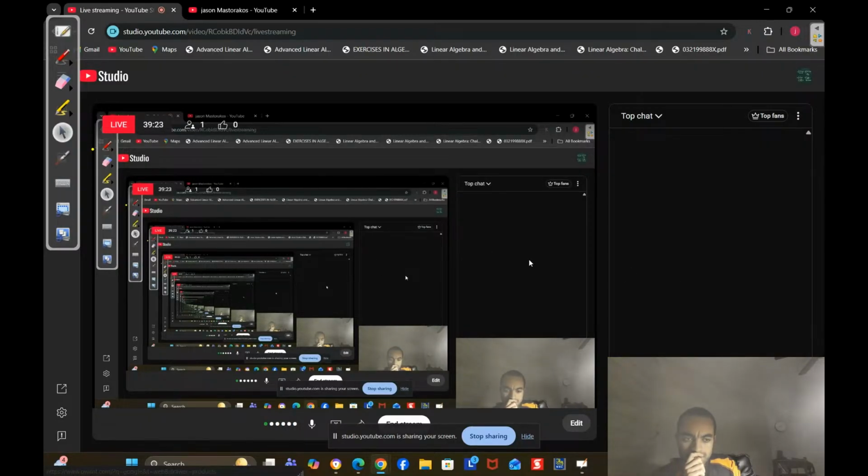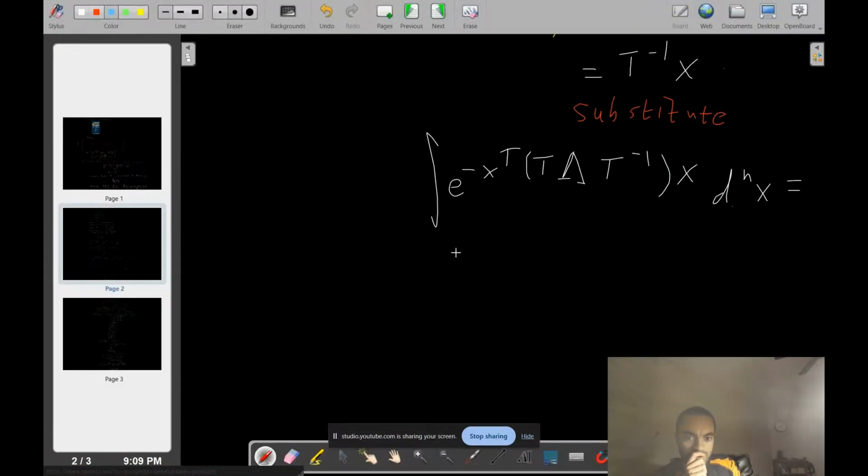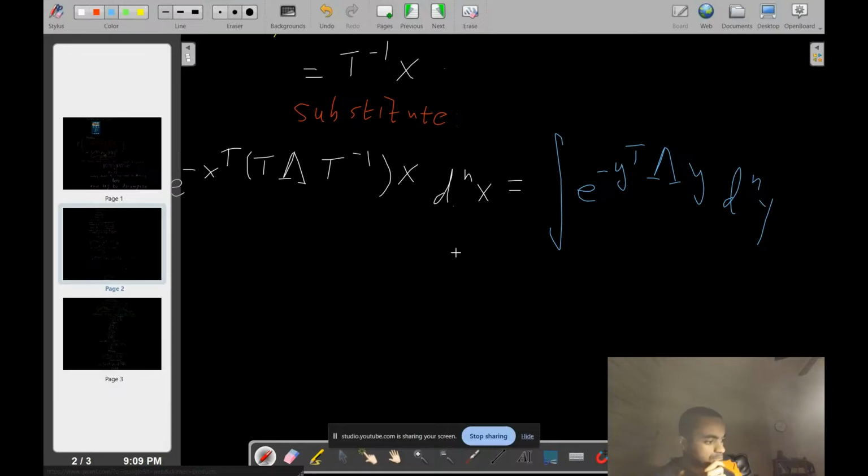Okay, so let's go back over here. We have this integral now: e to the negative y transpose lambda y, and then dny. What we're doing is just replacing what we know about our diagonalizable matrix with y's. I need to call it something, because just having T lambda T inverse is too messy. I want to replace it with a variable.